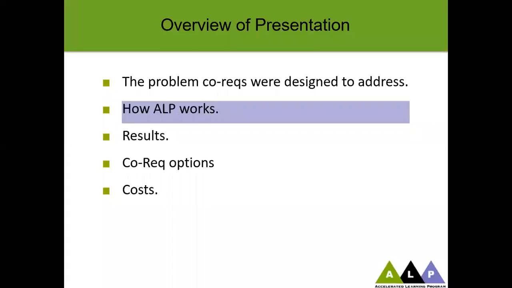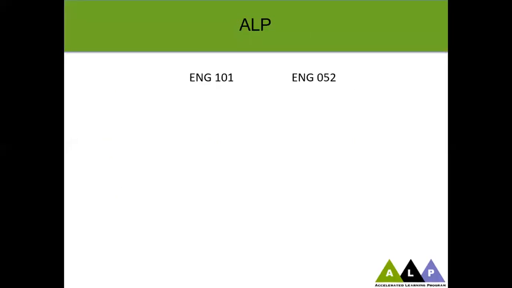So the next thing I'd like to talk about with you was the model we developed to address those two problems. In other words, how does ALP work? If a young student arrives on our campus and is assessed and told she needs English, or needs a developmental course, if she wants to, though, we say she can elect the ALP route instead.